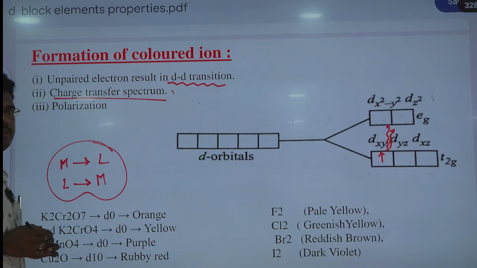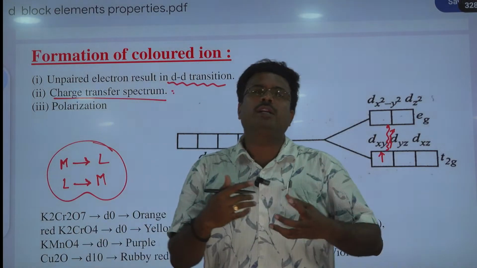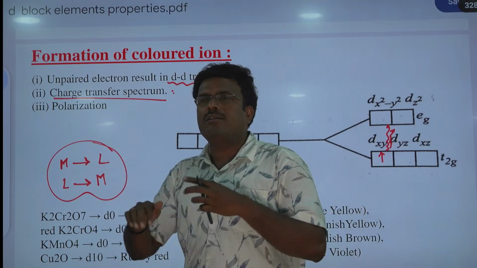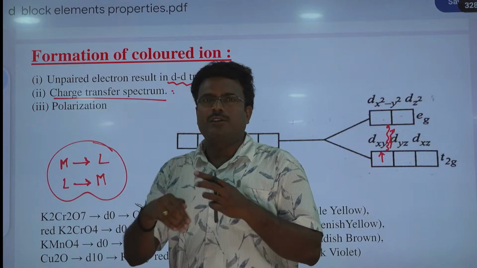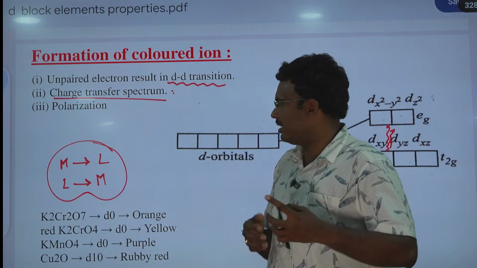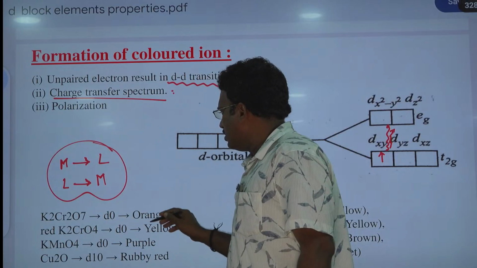For example, copper oxides are blue in color because of metal to ligand transfer. The transfer of energy from metal to ligand is because of the oxide. Because it absorbs radiation, it is blue in color, right? Next, another one is ligand to metal transfer. So this applies to this type of compound.